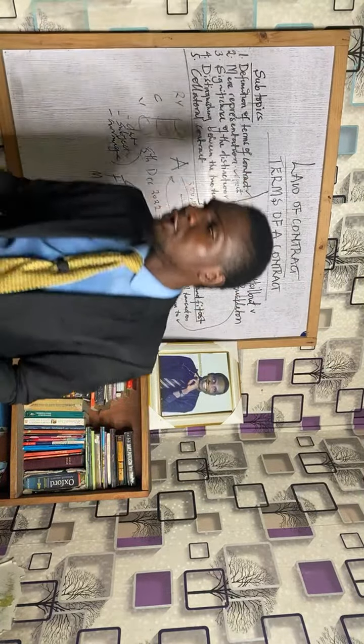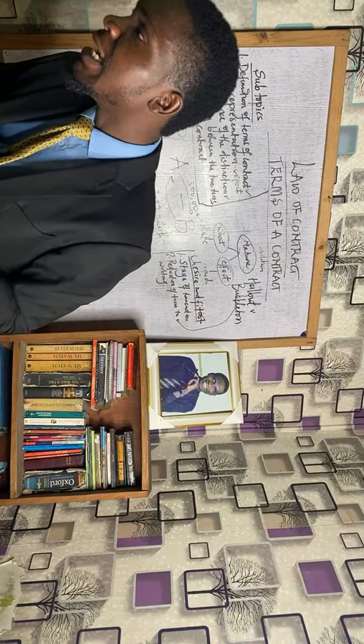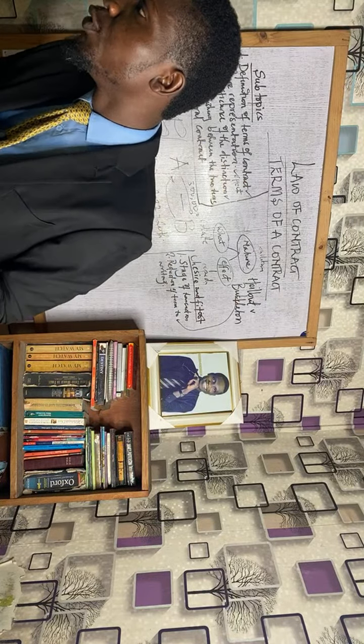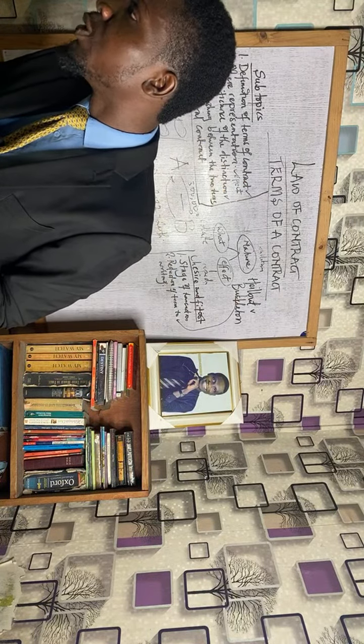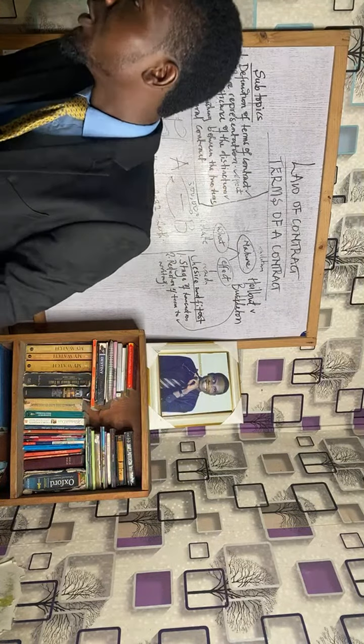And then we go to the third rule. I told you that Cheshire and Fifoot gave us 3 rules, before we then look at the rules that were given to us by Treitel.